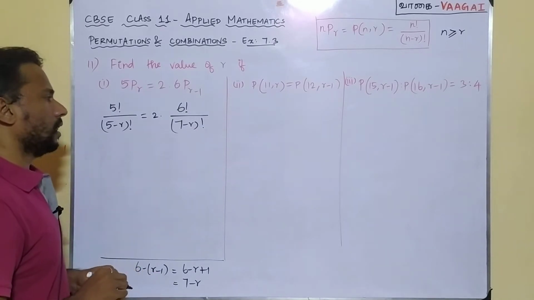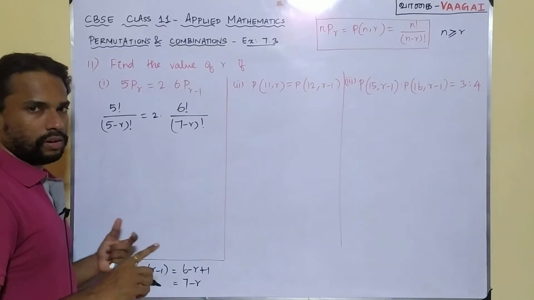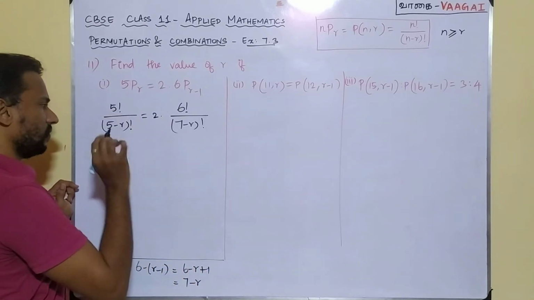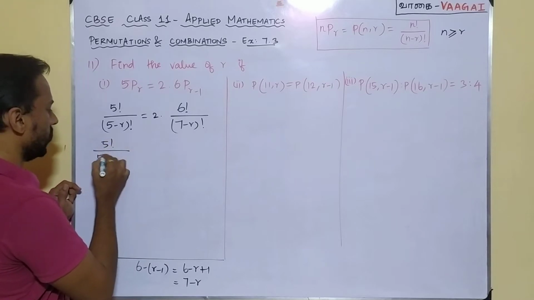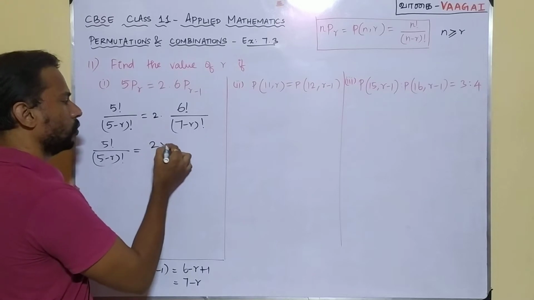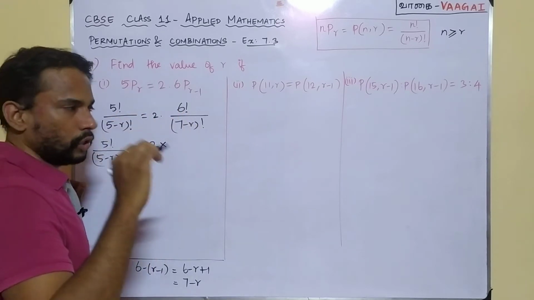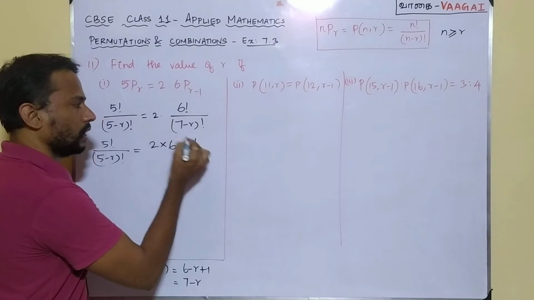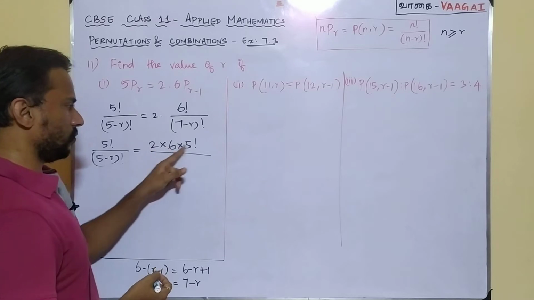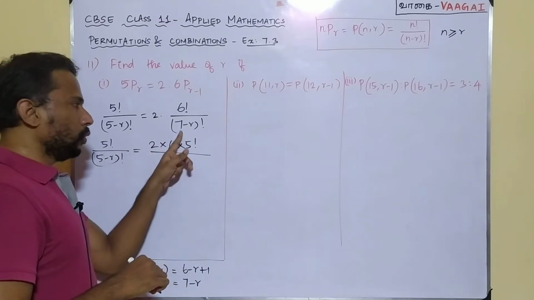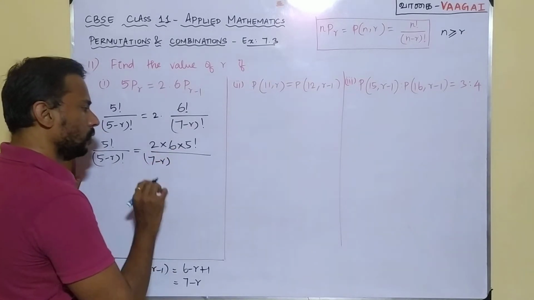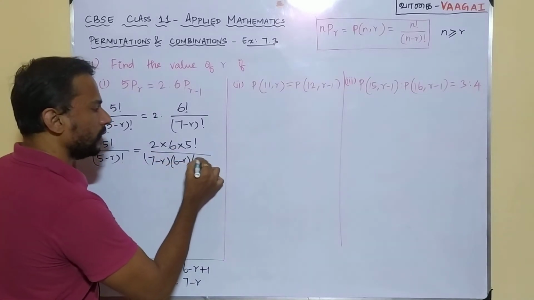And again, we will try to rewrite our terms in terms of the other factorial numbers. So left hand side we will keep it as it is: 5 factorial by 5 minus R the whole factorial is equal to, come to the right hand side, we have 2 into this 6 factorial. I am going to rewrite as 6 into 5 factorial. We can use the properties of factorial, right? So this becomes 6 into 5 factorial divided by, same way come to this 7 minus R the whole factorial. This can be rewritten as 7 minus R into 6 minus R into 5 minus R the whole factorial.